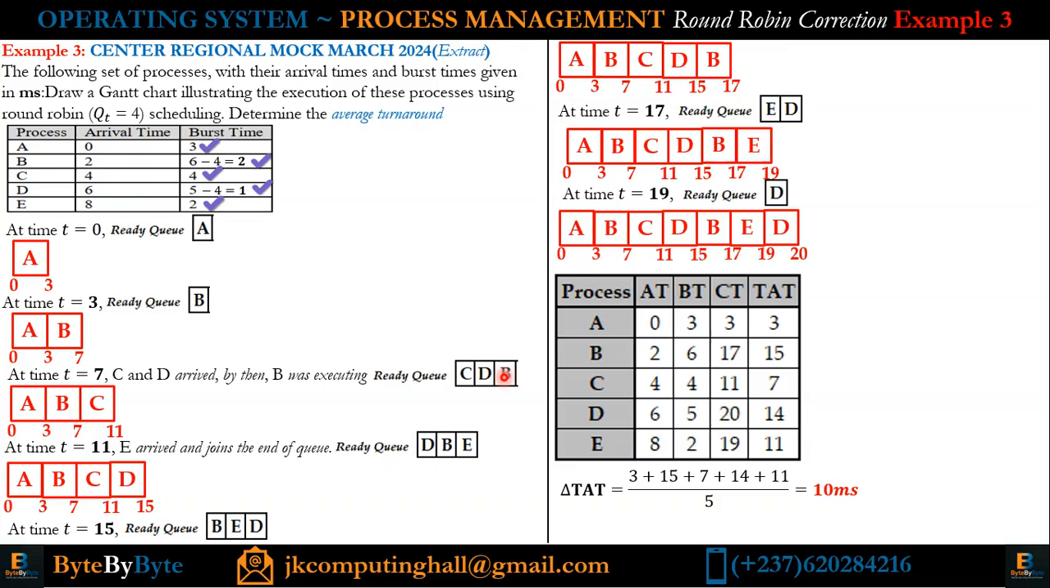So I hope this video gave you more insight about the round robin, and also to pay attention when you are drawing such, because if the Gantt chart is not correct, it implies that the calculation will not also be correct. I hope you enjoyed the video.